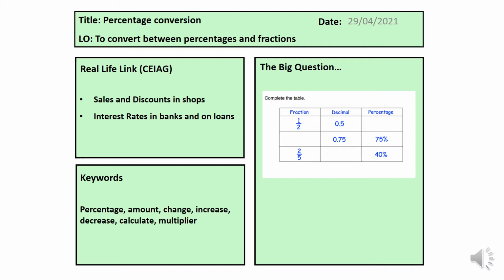By the end of the lesson, you should be able to convert percentages to fractions and fractions to percentages. The keywords for today are percentage, decrease, increase, fractions, highest common factor, and division. It may be applicable and useful in sales when calculating discounts in shops.